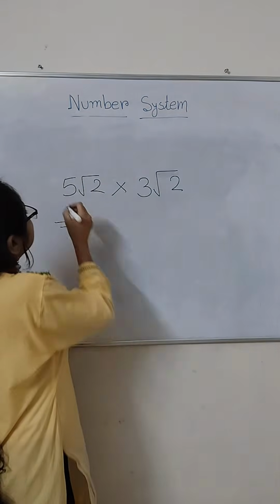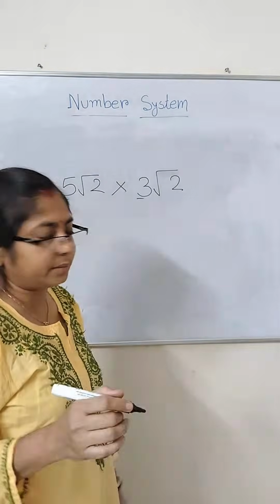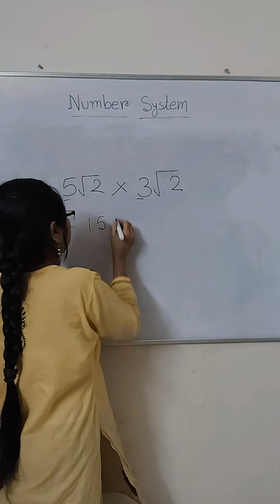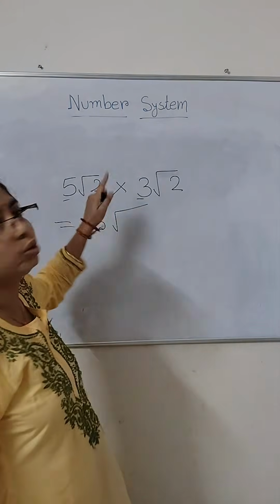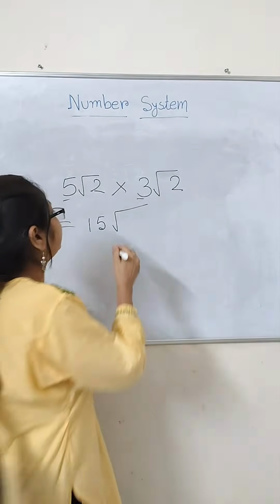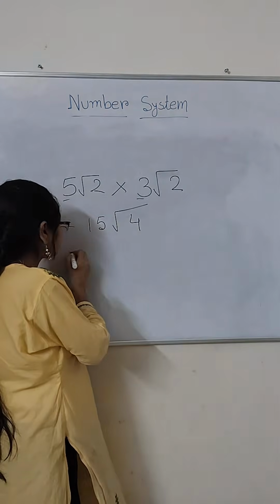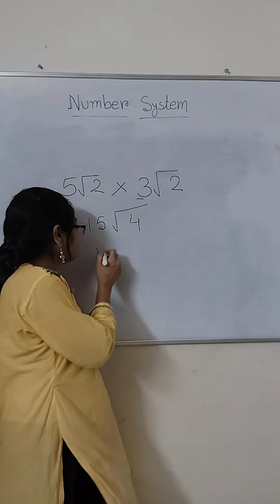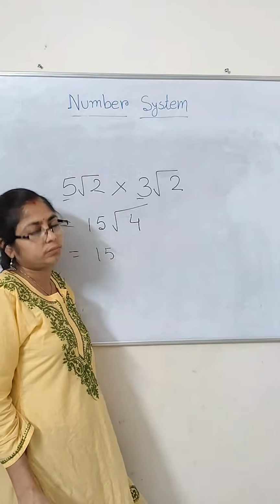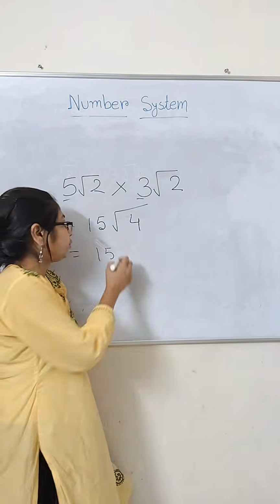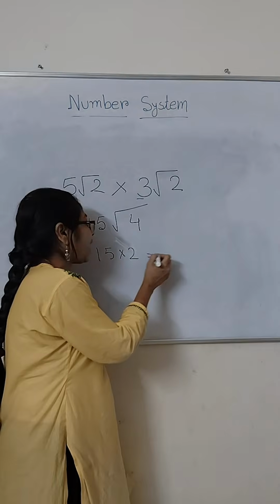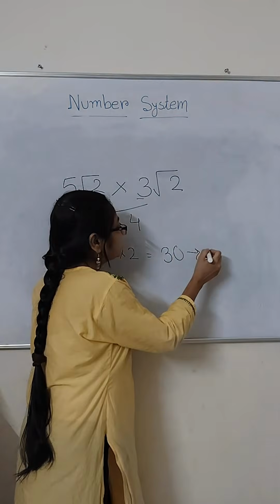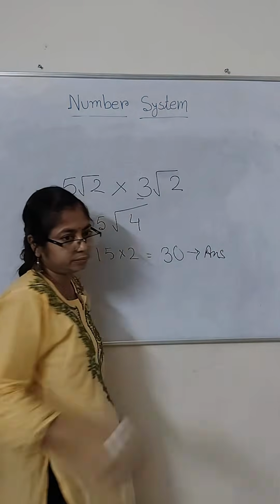What I am telling: first the normal part you multiply. 5 into 3, 15. Then what are you doing? Root 2 into root 2. 2 into 2 you multiply. It is 4. If you think here the math is finished, I tell you no. Why is it not? Because root 4 you can do. Root 4 is 2. So the answer is 30. Our answer is 30. Anybody do it?